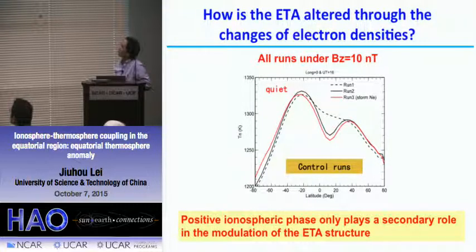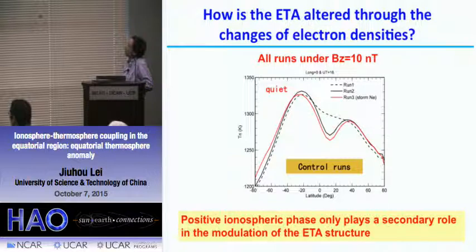So another question: how does the EIA respond to the change of the electron density? We already know that during the initial phase, the electron density changes by almost 100%. So we want to see how the electron density change also causes this, because the field line drag is also related to the electron density magnitude, especially the frequency.